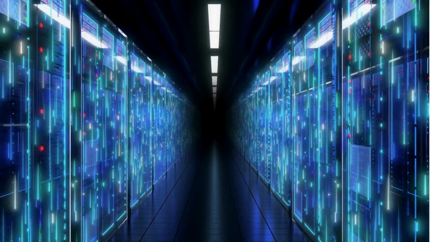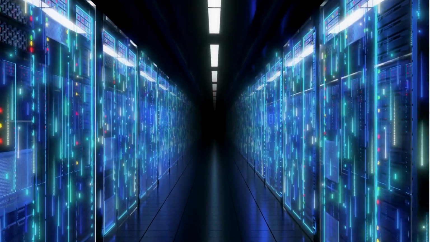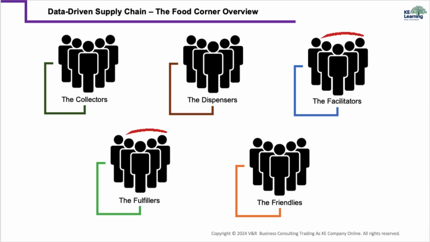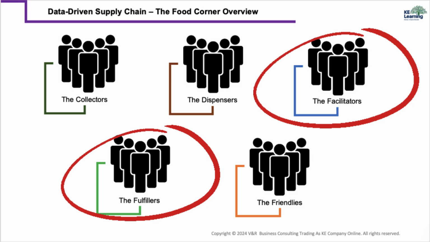So in the case of the food corner, you have multiple systems across the supply partners that these partners input and use to run their operations, and each account manager from facilitator and fulfiller teams can request bits of this information as inputs and outputs to their planning and execution activities and processes.